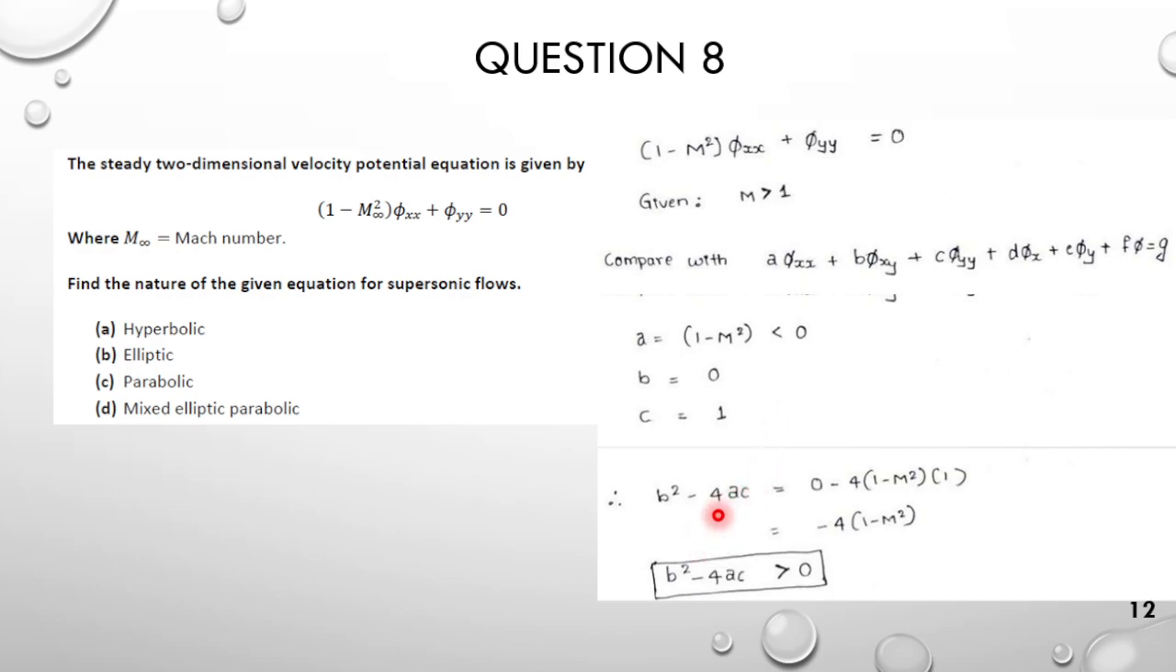And if you find b square minus 4ac, it becomes minus 4 into 1 minus M square. Okay, since 1 minus M square is already less than 0, this whole term becomes positive. b square minus 4ac becomes positive. Okay, so since b square minus 4ac is positive, maybe this has been indicated incorrectly here. It should be hyperbolic. A is the correct answer. This is a mistake here, it should not be c, it should be a, hyperbolic equation.